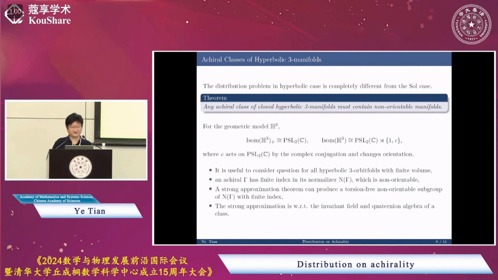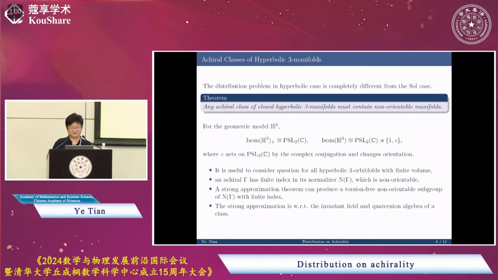The reason is the following. If I give you a chiral lattice gamma, this means H3 mod gamma is achiral. Then you can think about its normalizer. By definition, this normalizer has elements that project to the complex conjugation, so we call it non-orientable. And because this manifold has finite volume, this normalizer has gamma as a subgroup of finite index. So N gamma and gamma correspond to two orbifolds which are comparable.